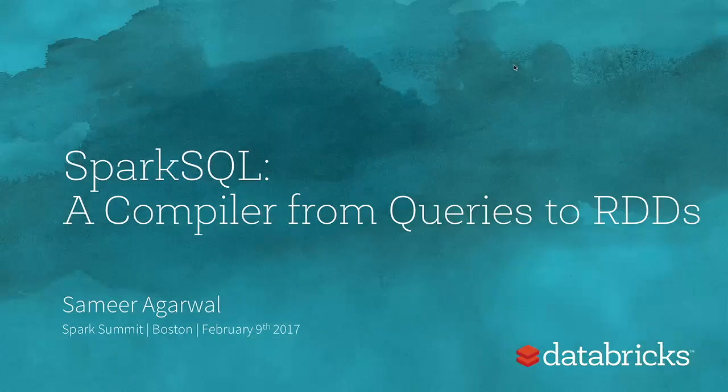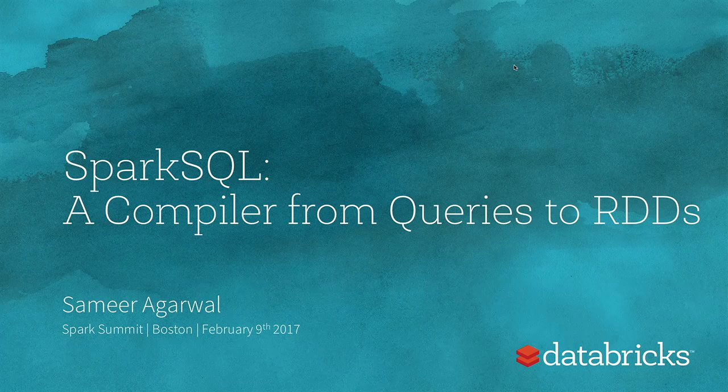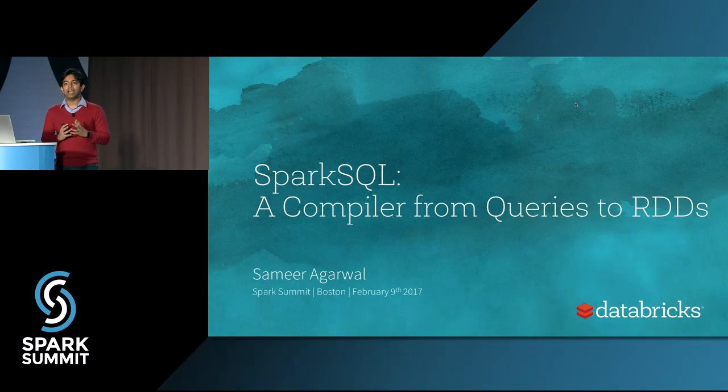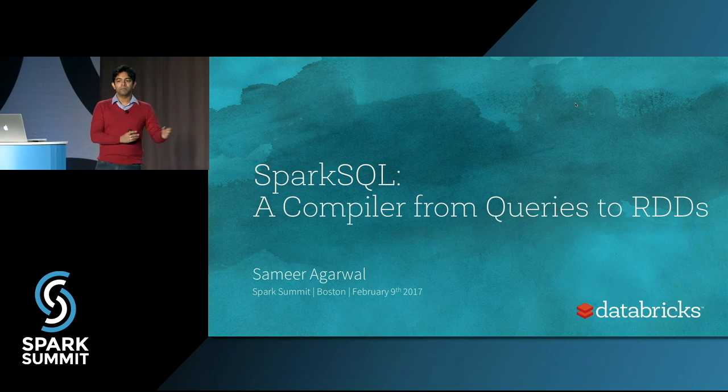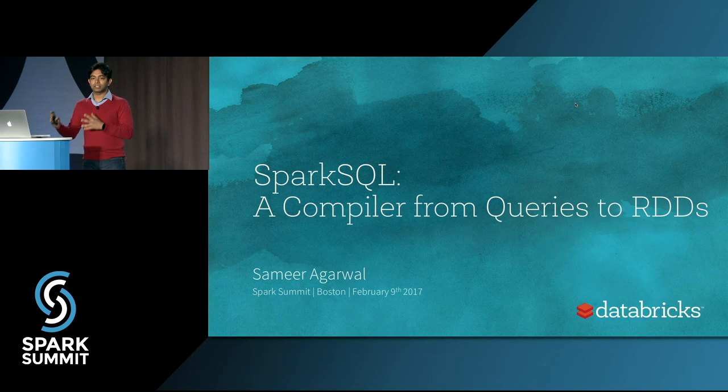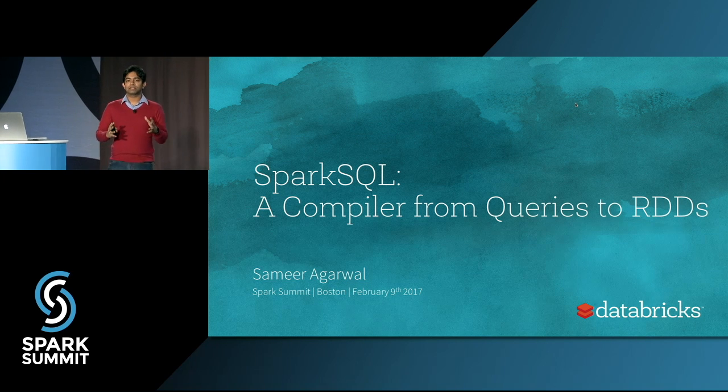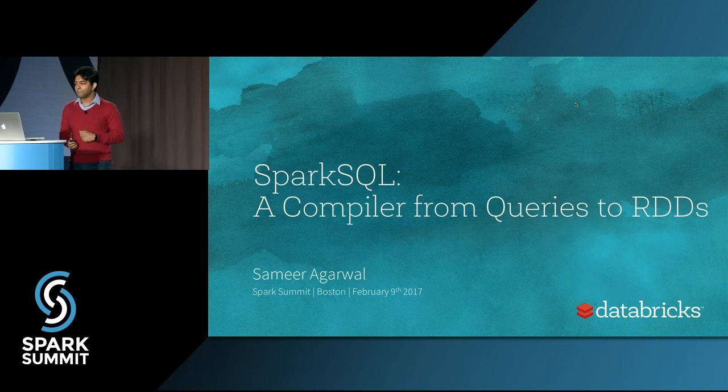So good evening, everyone. Today, I'm going to talk about the entire life cycle of a query execution in SparkSQL. More specifically, I'll be focusing on two aspects in this talk. First, I'll talk about the Catalyst optimizer, which is essentially, in some ways, Spark's front-end engine. And then I'll talk about the Tungsten execution engine, which in some ways is Spark's back-end execution engine.